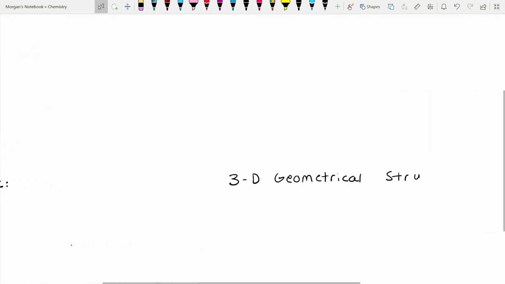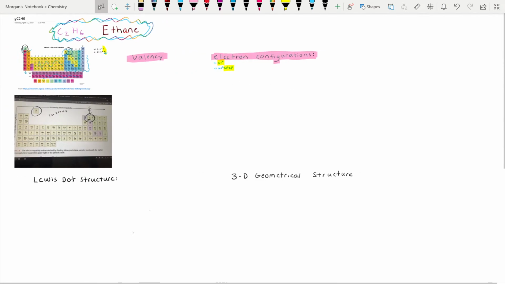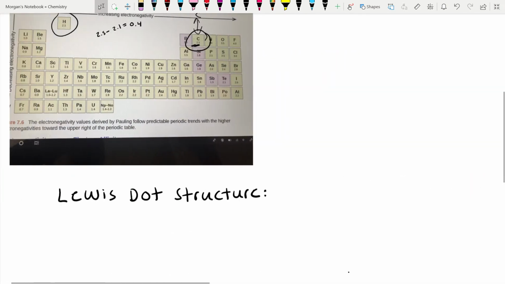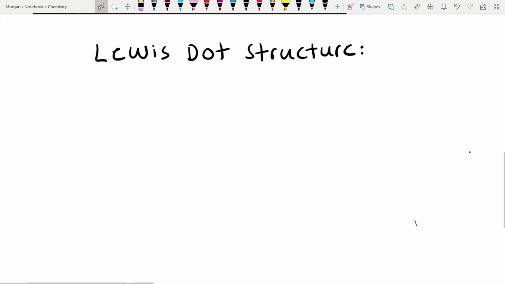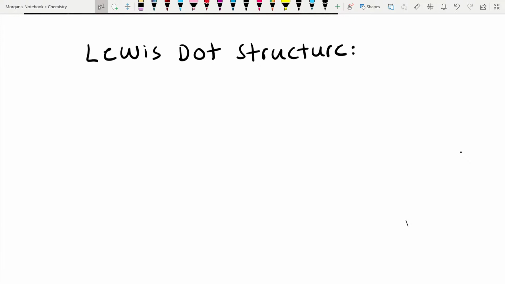Alrighty, so now that we understand that, let's apply that a little bit. We're going to look at Lewis dot structures. Sorry about the screen being all over the place. Alright, so let's look at Lewis dot structures. For Lewis dot structures, the first thing we want to do is figure out how many valence electrons we have in total. We're looking at C2H6.